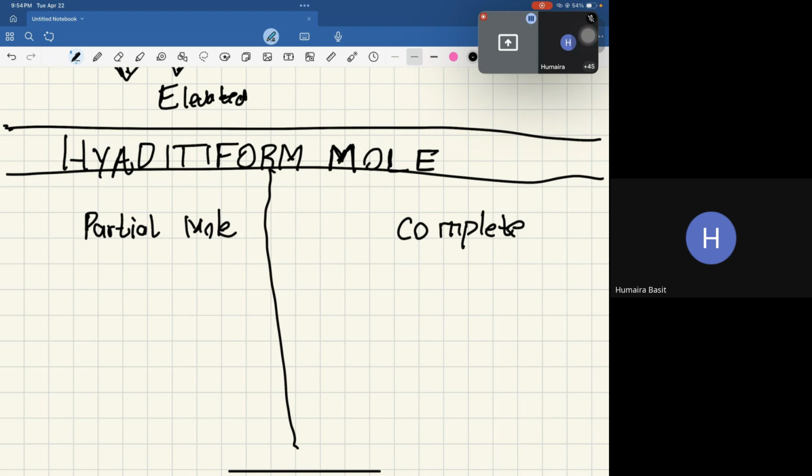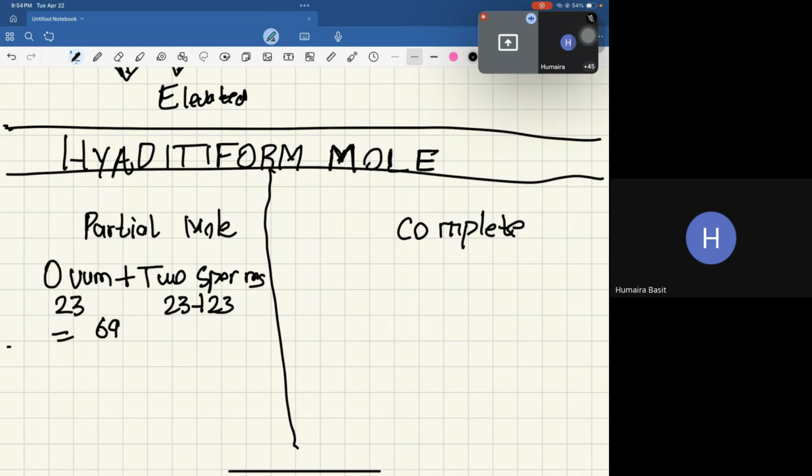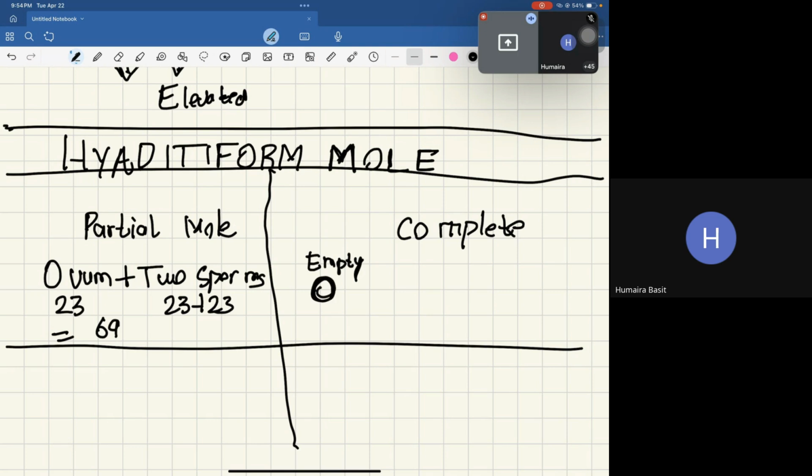So in a partial mole, what happens is that an ovum is fertilized by two sperms. An ovum has 23 chromosomes and two sperms will have 23 plus 23, so a total of 69 chromosomes will be present. Whereas in a complete mole, an empty ovum, meaning zero chromosomes, will be fertilized by two sperms, 23 plus 23. So a total of 46 chromosomes will be present. But all of these chromosomes will come from the father. Nothing will come from the mother.